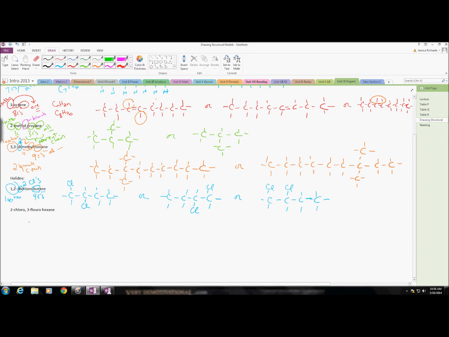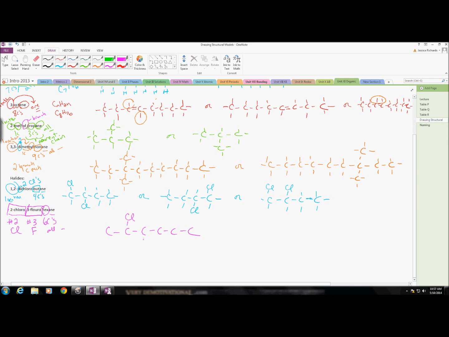This next example, 2-chloro. So on carbon number 2, there's a chlorine. 3-fluoro. So on carbon number 3, there's a fluorine. Hex means 6 carbons, and ane means all single bonds. So 6 carbons, all single bonds. On carbon number 2, there's a chlorine.